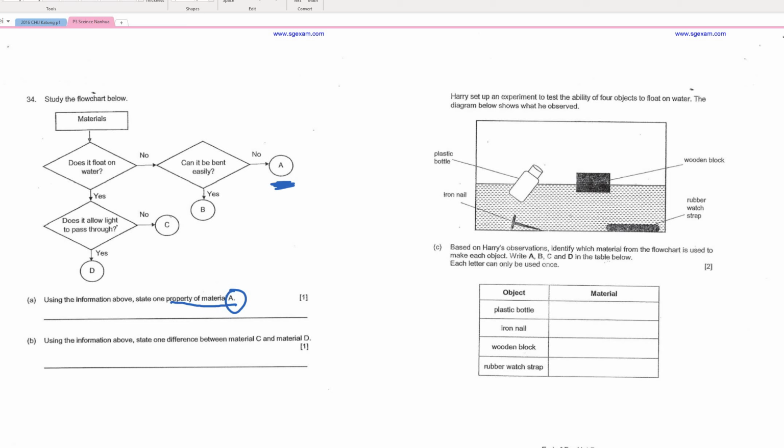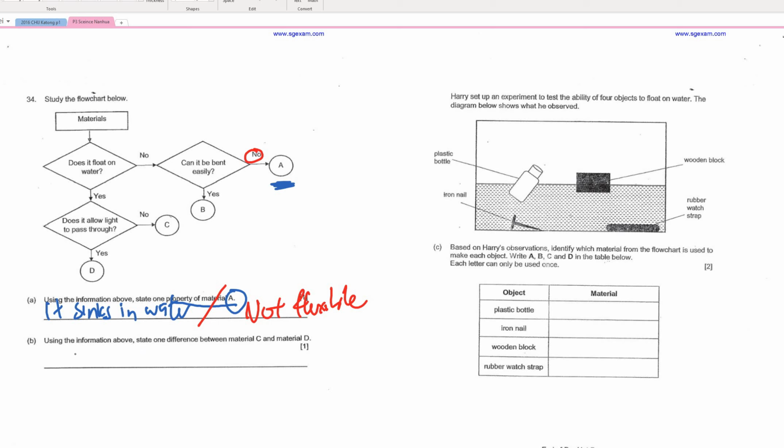So does it float on water? No. So it sinks. Alright, so material A sinks in water. Okay, this can be one answer. Alright, another answer is that it cannot be bent easily. It is not flexible. Alright, this can be the other answer.